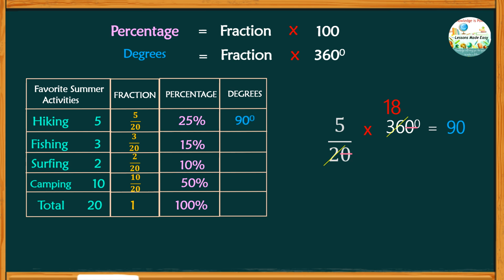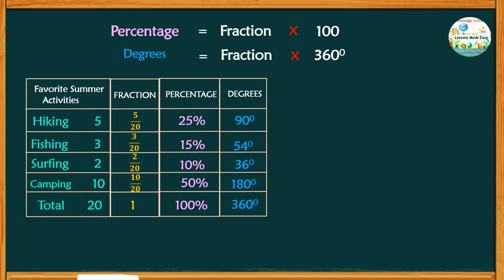For fishing, we have a fraction of 3 over 20, or simply change 5 to 3. Then multiply 3 by 18, where we get 54 or 54 degrees. We don't have to do much for surfing. Just change the numerator to 2, then multiply by 18, we get a product of 36 or 36 degrees. Lastly, for camping, just change the numerator to 10, then multiply by 18, we get a product of 180 or 180 degrees. Altogether, we have a total of 360 degrees.